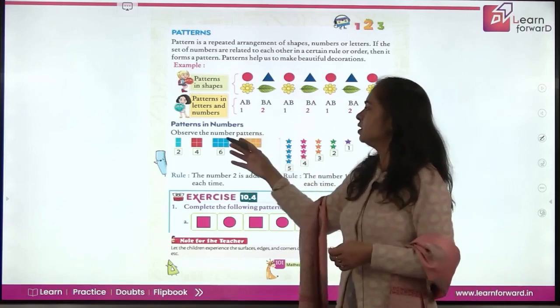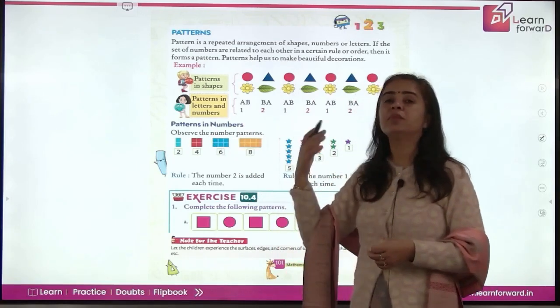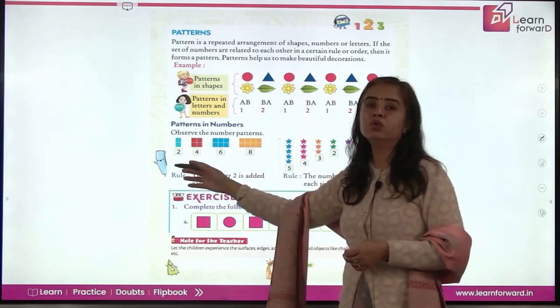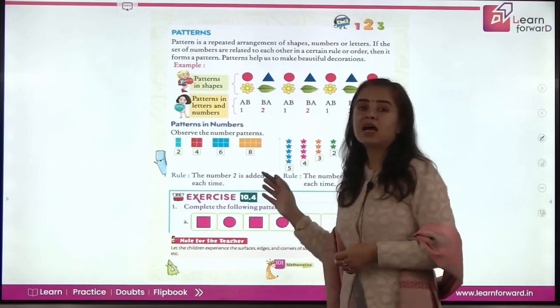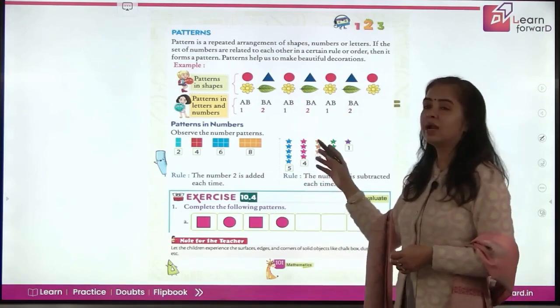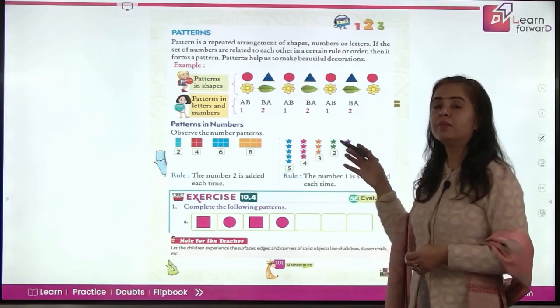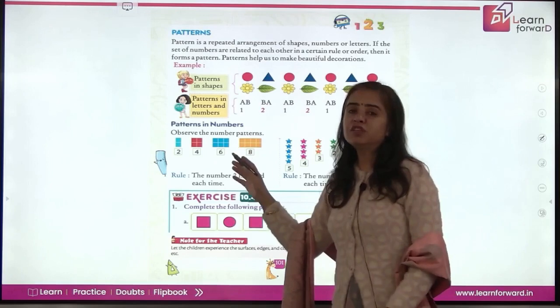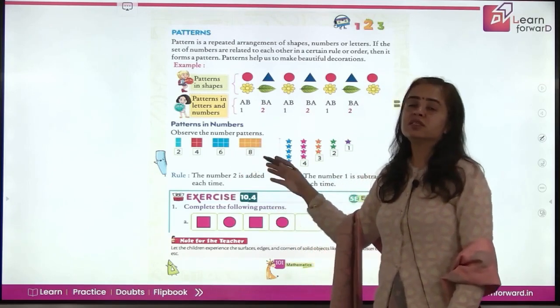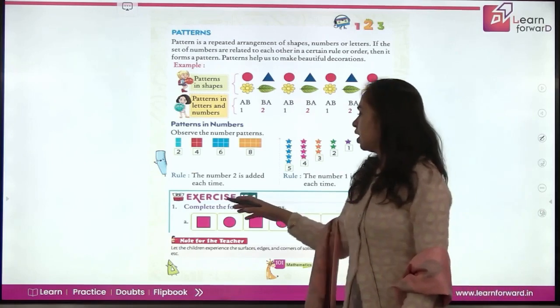Now patterns in numbers can be, it is not only repetition, it can be increasing order. Like if I have 2, then I'll have 4, then 6, then 8, then 10. So the numbers are increasing. Similarly, when you look at these stars, 5, then 4, then 3, then 2. So I am reducing them. This is a decreasing pattern. So we just have to observe what is the pattern being followed in each of the given orders. Now here's an exercise.